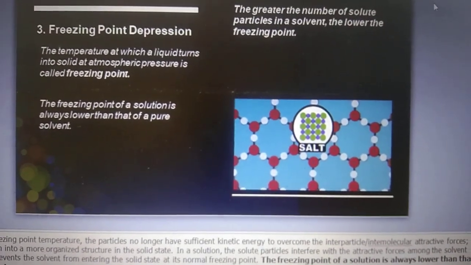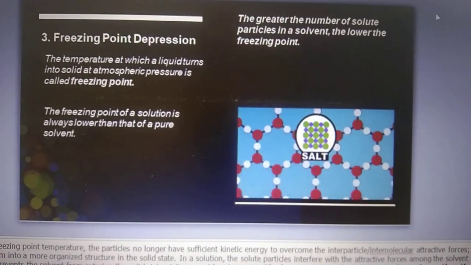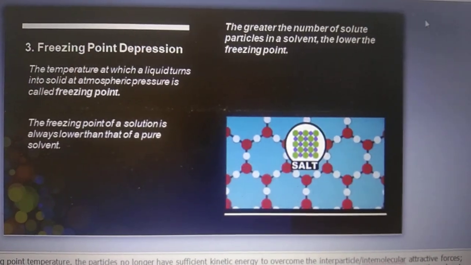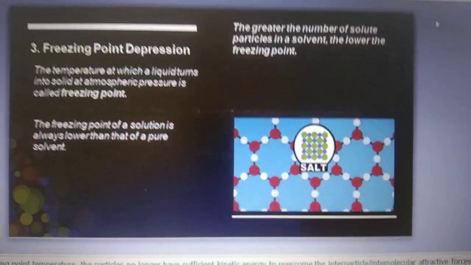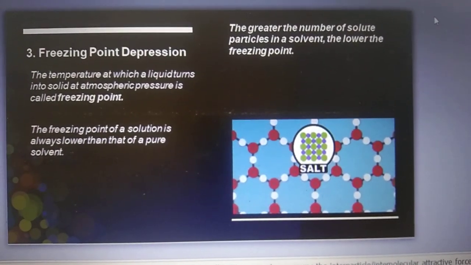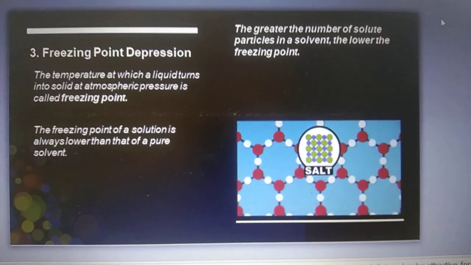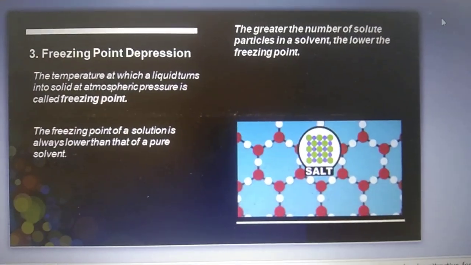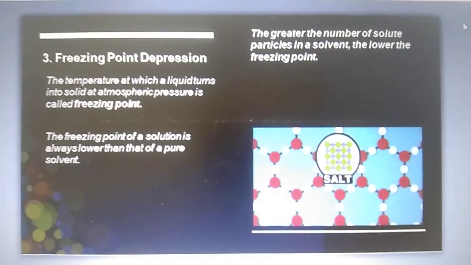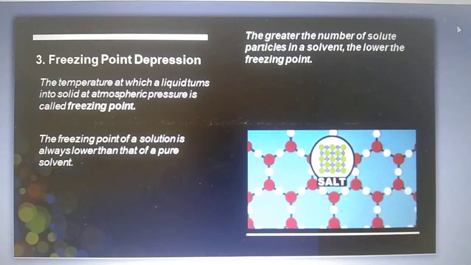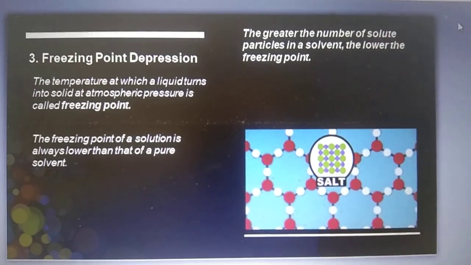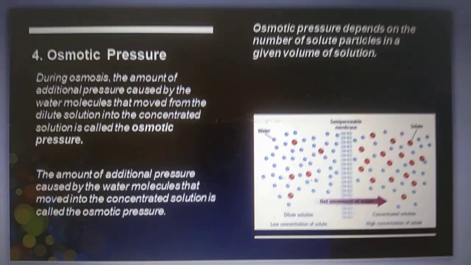The temperature at which a liquid turns into a solid at atmospheric pressure is called the freezing point. Basically, it freezes. The kinetic energy is turning into potential energy, so the microscopic or atomic particles no longer move. The freezing point of a solution is always lower than that of the pure solvent. Let's proceed with the last one, osmotic pressure.